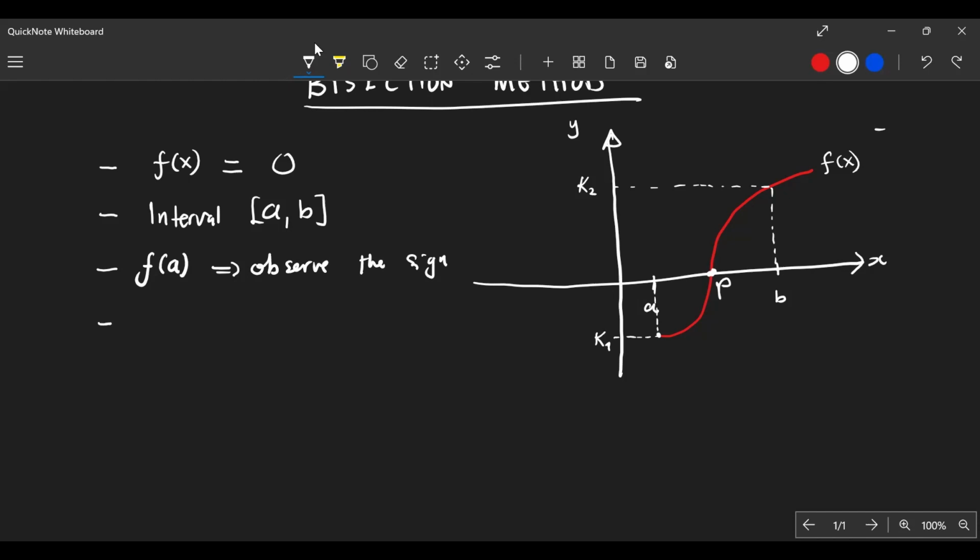And also substitute B, f of B, and find the value. So I'll say this is K1, and this is K2. Also observe the sign.